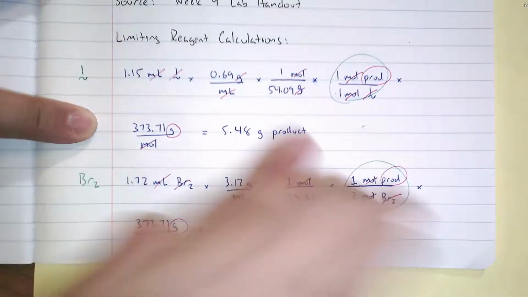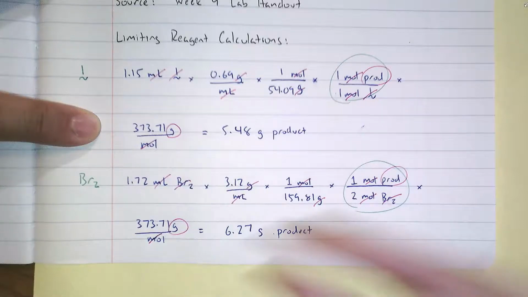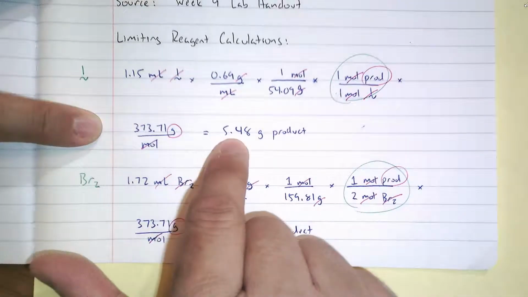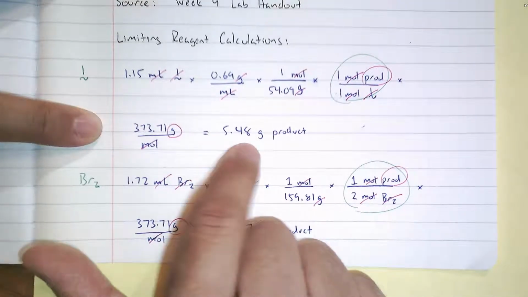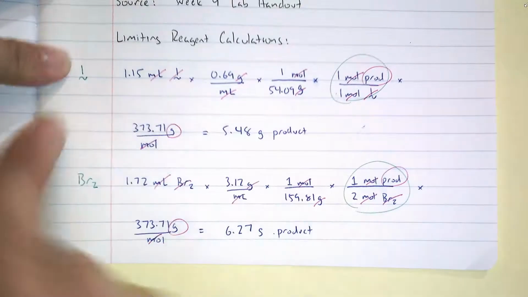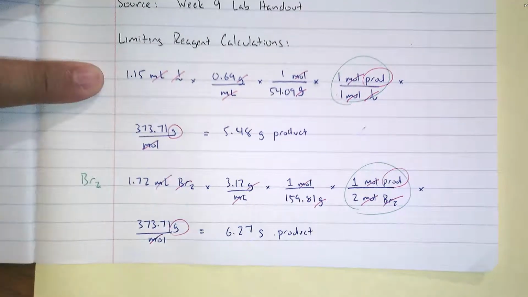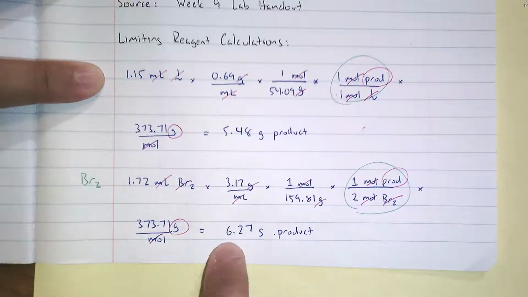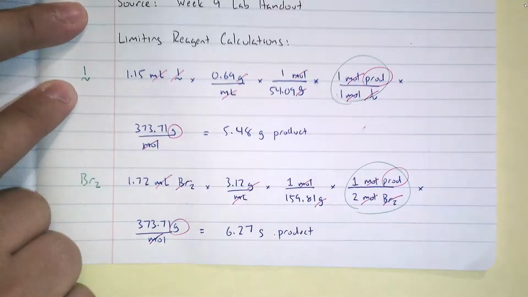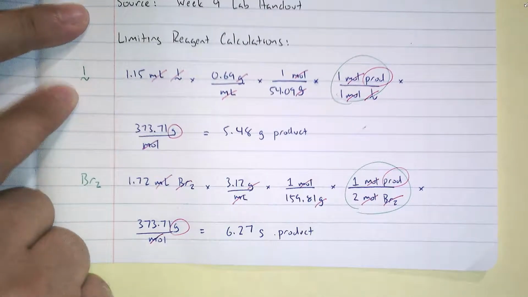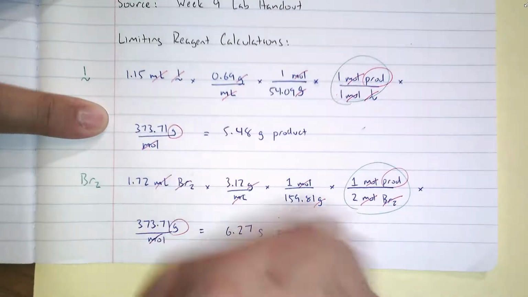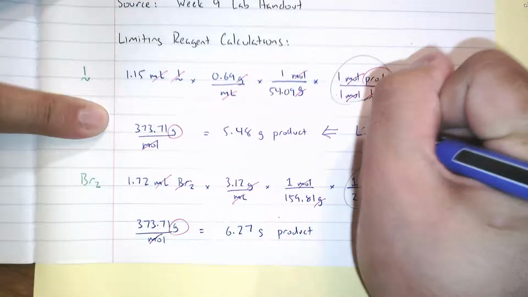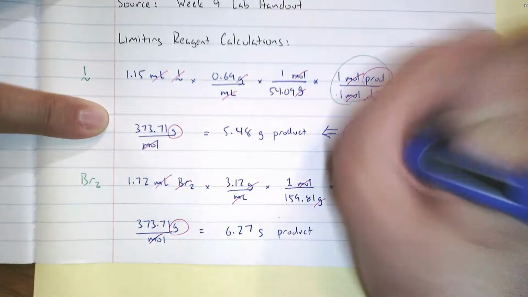Because let's say the reaction's chugging along, and you're making product, and you get up to 5 grams of product, then 5.4 grams of product, then 5.48 grams of product. At that point, one is done. If one is done, there's nothing left for Br2 to react with. So you don't get up to the 6.27 grams of product because one of your reactants has been consumed already. So you're picking the lower number, and you're saying that the limiting reactant, LR, is 1. And that's important.